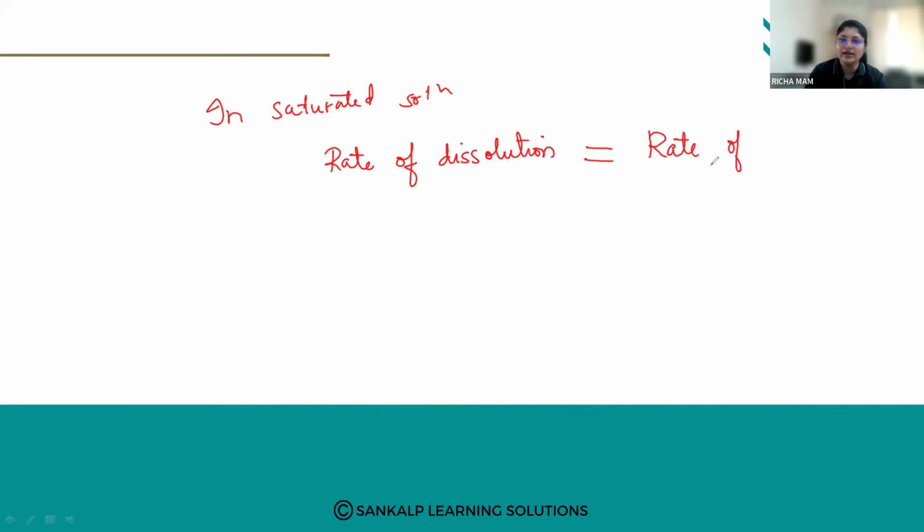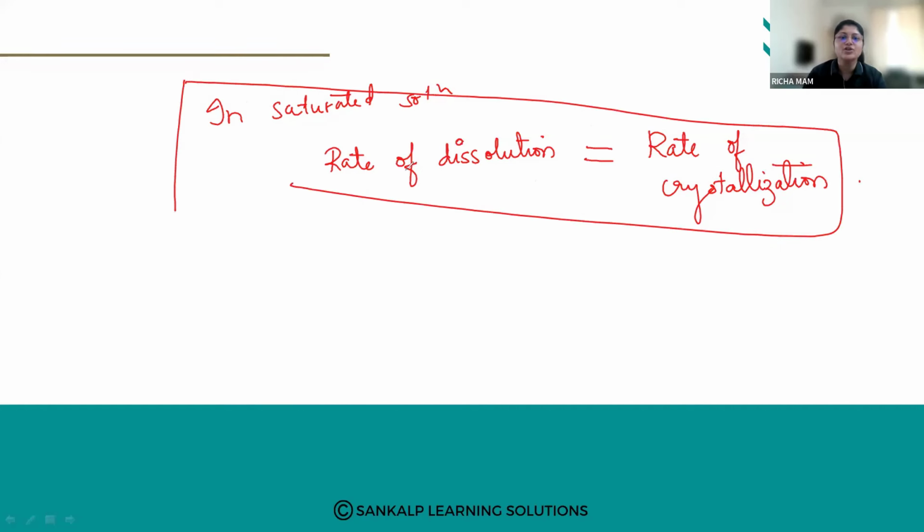I'll clear this. So next, what will happen in a saturated solution? In a saturated solution, the rate of dissolution, now you know what is dissolution, what is recrystallization. Dissolution is dissolving of solute in the water. So the rate of dissolution is equal to the rate of crystallization. The saturated state is reached when the rate of dissolution is equal to the rate of crystallization. So remember this.